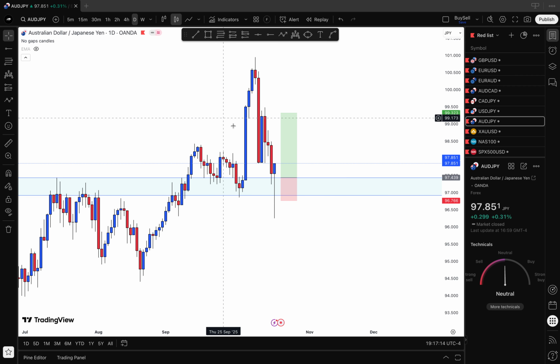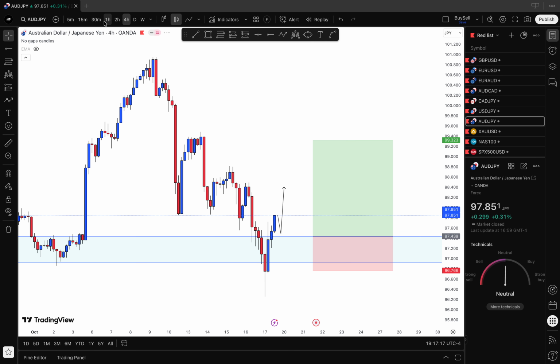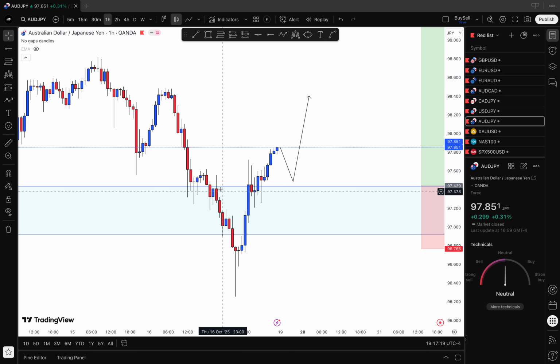But you can see the daily is bullish. So I'm waiting for the 1 hour shift of structure, which is right here. So we broke. I'm waiting for the retest, and then we're going to buy with an engulfing. And that is it.